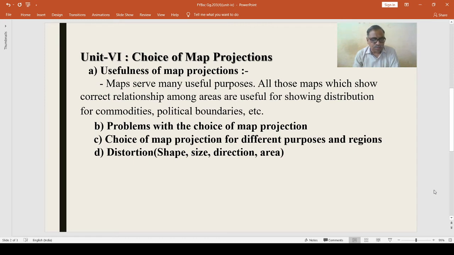Then the purpose is distribution of a world population. For the same, the cylindrical equal area Mollweide projection are used.